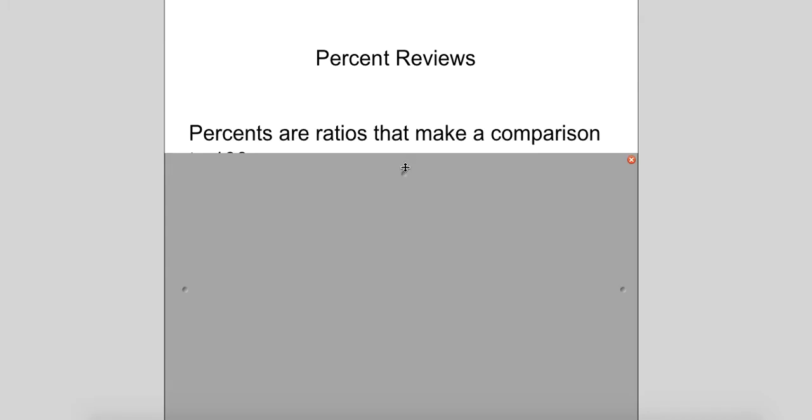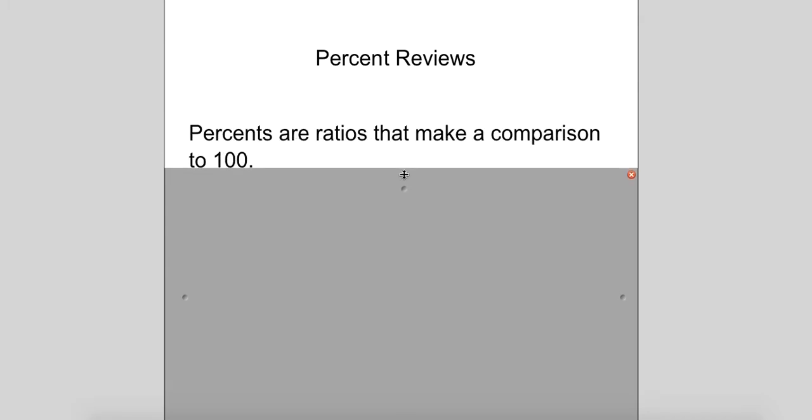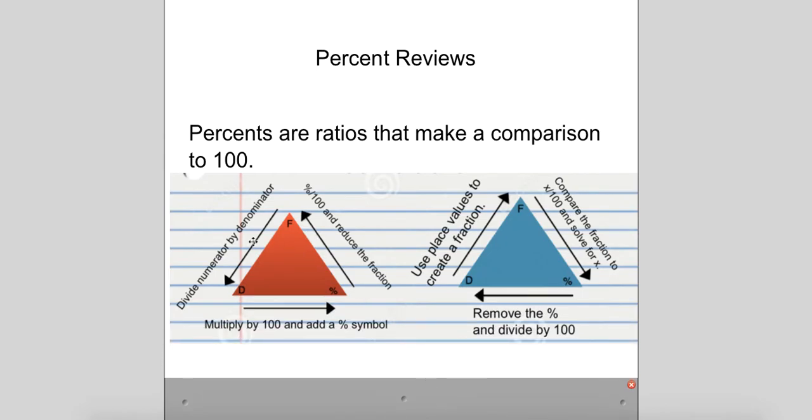Hello class. In this video we're going to be doing a quick review of what percents are, and we're going to be combining that with the idea that percents, decimals, and fractions can be used to represent the same thing. Now as always, you should remember that percents are ratios that make a comparison out of 100, and if you can, before you continue watching this video, you are going to want to take out your notes that do go over how to go from fraction to decimal to percent and percent to decimal and back to fraction.